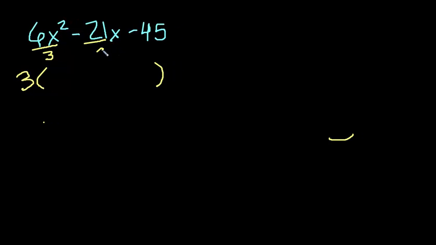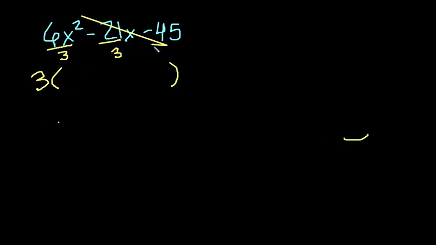So 6 divided by 3 is 2x squared. 21 divided by 3, 7x. And negative 45 divided by 3 is actually negative 15.